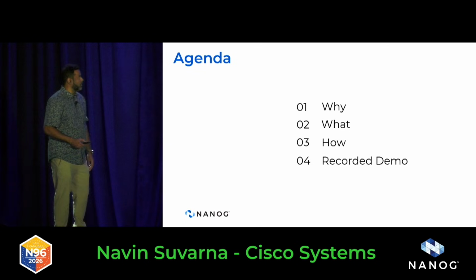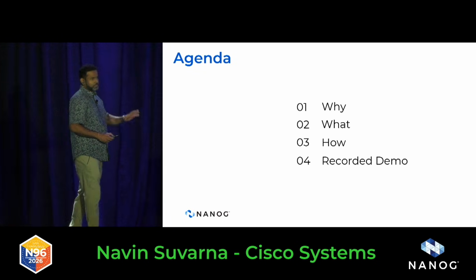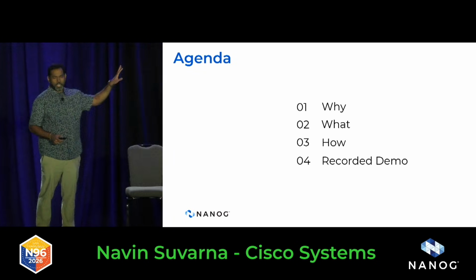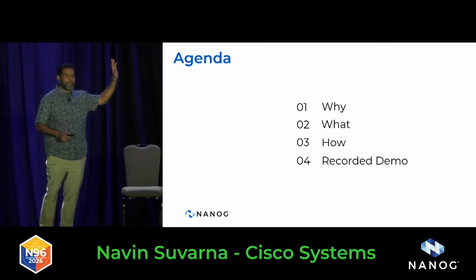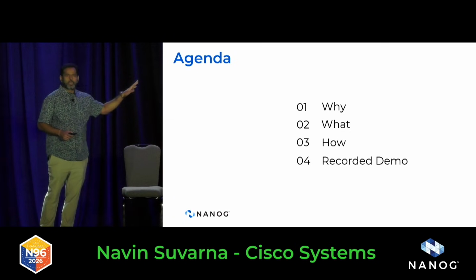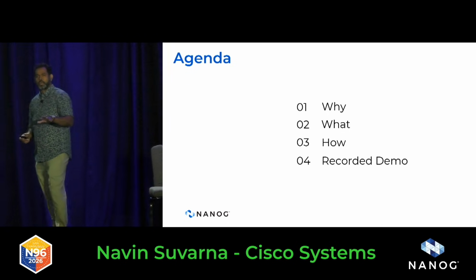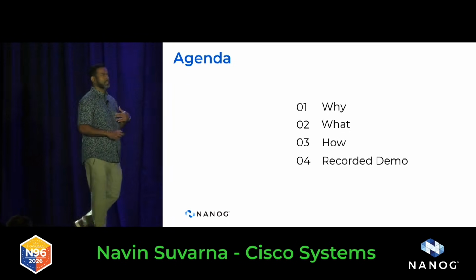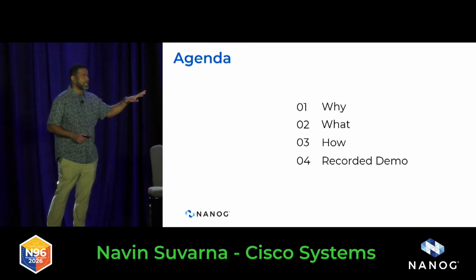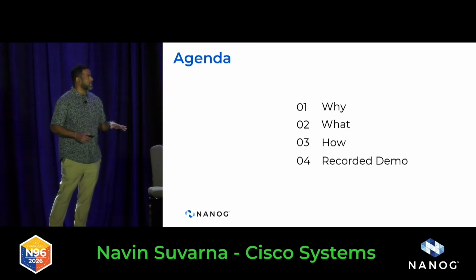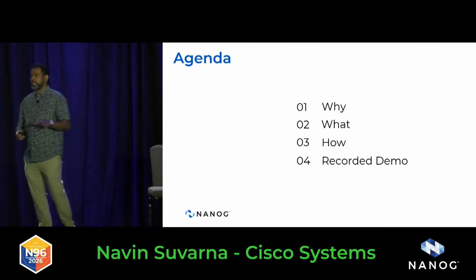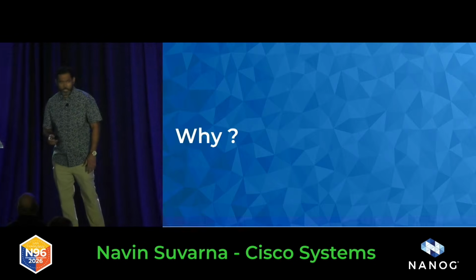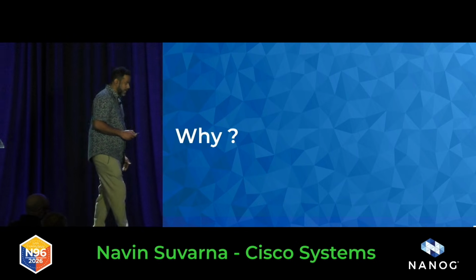So the agenda for today is pretty straightforward. This is my agenda on all my platforms. Everywhere I go and speak, I talk about why, what, and how. So we talk about why network as a code, what does it entail, how I help my customers embrace or enable an as a code solution for their automation needs, and then we pivot to a quick demo to put things into perspective. So why network as a code?